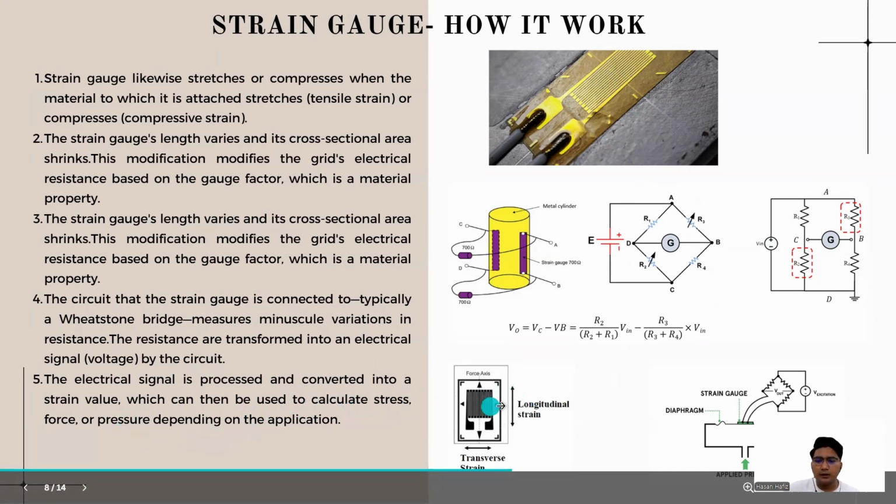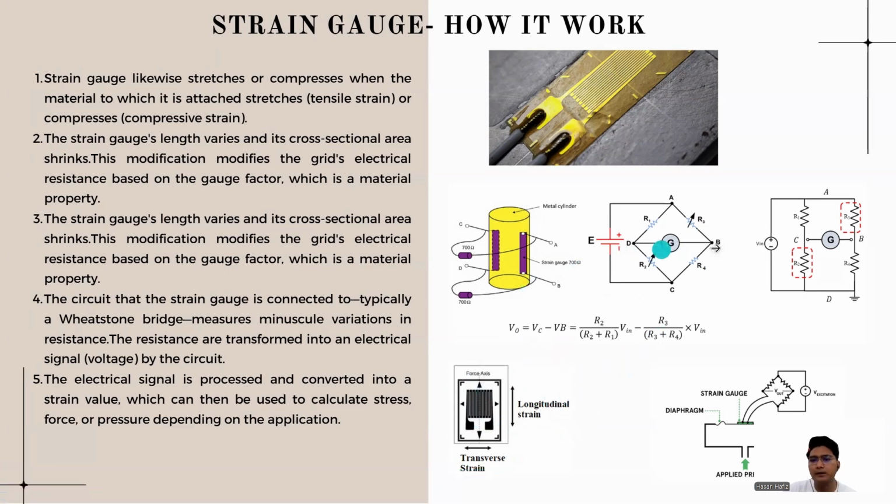As you can see here, in the strain gauge, it has a longitudinal strain and transverse strain. So when the pressure is applied to the surface of the plate, it will apply to the longitudinal strain and transverse strain. So the pressure will also be converted into an electrical signal with the Wheatstone bridge circuit.